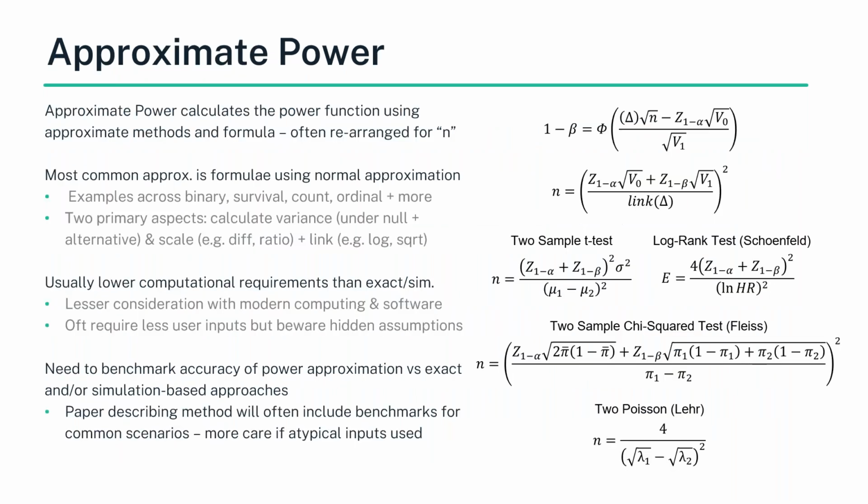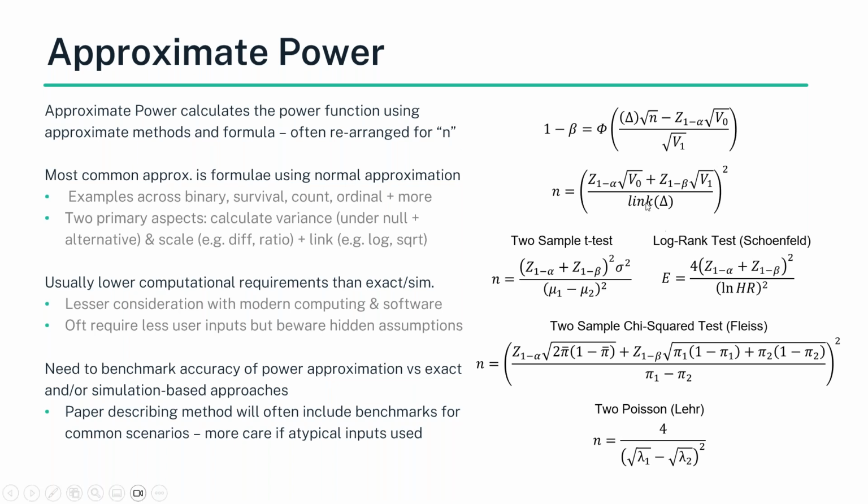So approximate power calculates the power function using approximate methods and formulas. Often these are rearranged for sample size, like we did earlier, if you're interested in that. There's one paper, included in the references, that talks about skew distributions, and it shows you could apply this normal approximation approach, which is the most common, to nearly any scenario you could think of. So it does it for negative binomial, Poisson, binomial logistic regression, and gamma regression. So this is a very flexible approach.